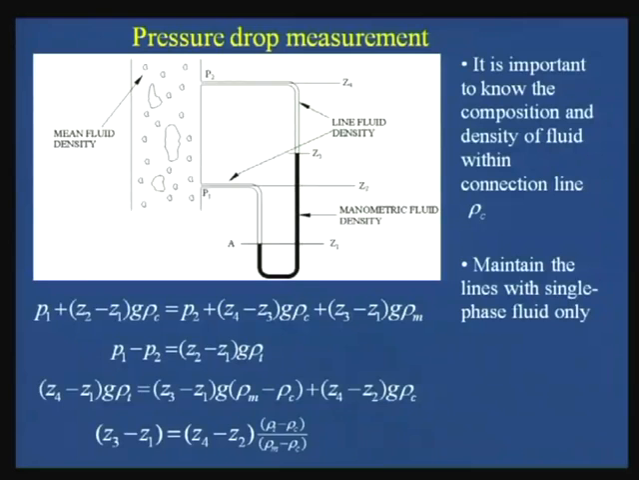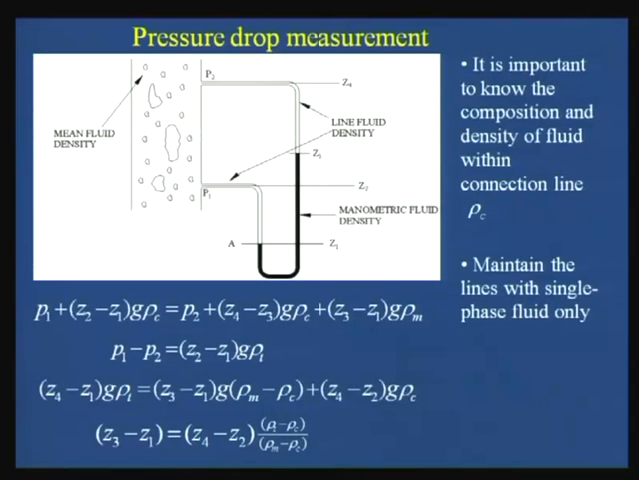Measuring pressure drop in fluid flow is one of the most common things that we do. And even for that, you can very well understand where the problem arises. In order to make an accurate measurement of pressure drop, it needs an estimation of the density of the fluid which fills up the connecting lines between the manometer and the tube or the pipe through which two-phase flow is occurring.